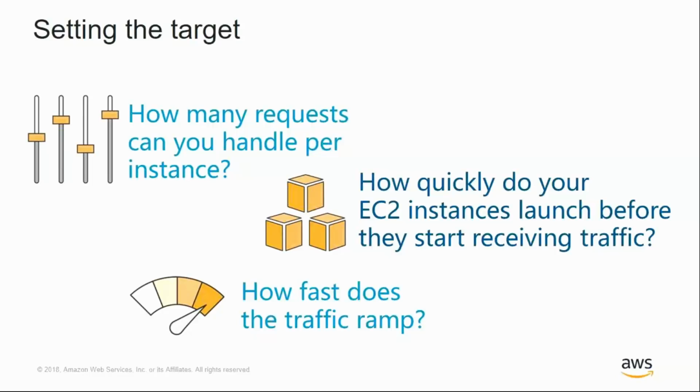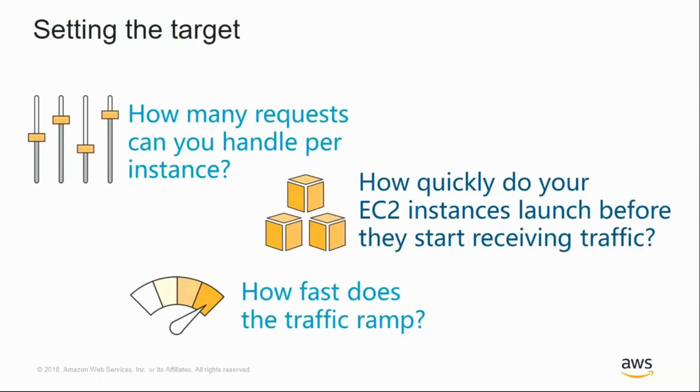The second question you might want to ask is, how fast does the traffic ramp? If you expect fast traffic ramp-ups, once again, you need enough of a buffer to handle the spikes and serve the additional traffic while the new instances are spinning up. If you don't expect fast ramp-ups, you can afford to keep less of a buffer.